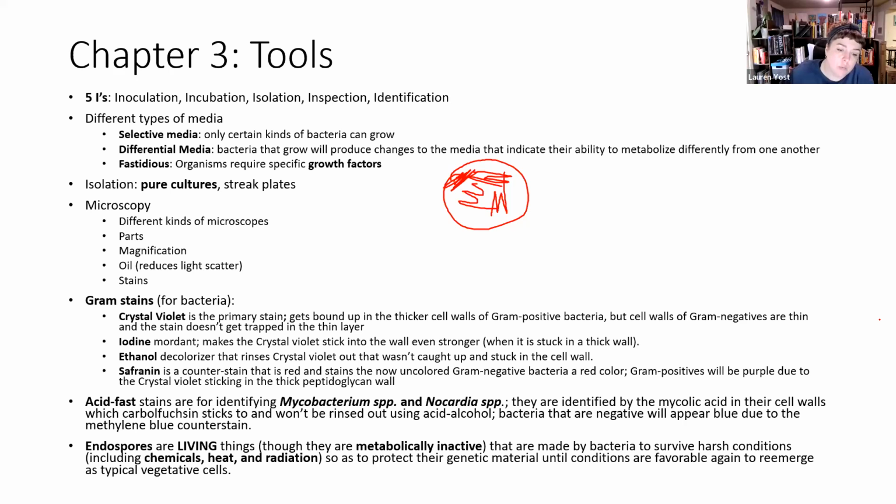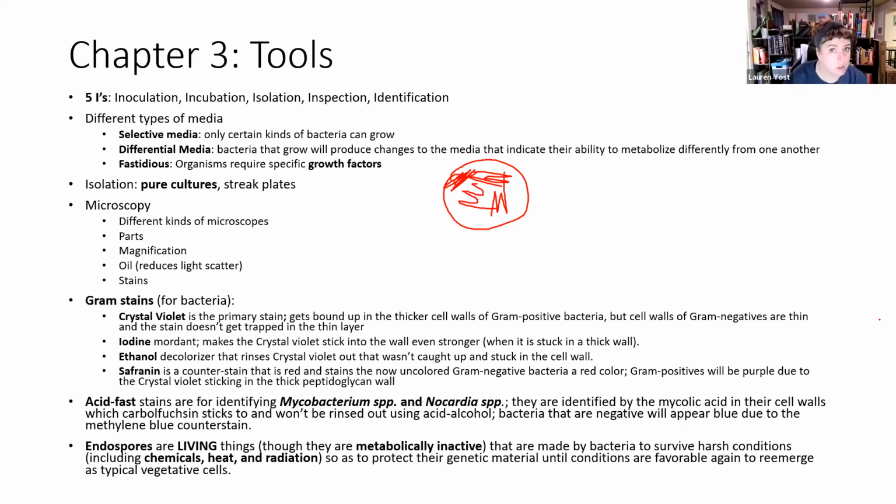With endospores, endospores are living things. They are metabolically inactive, and we'll talk more about them in the next chapter. They are made by bacteria to help them survive harsh conditions and protect their genetic material until things get favorable again. So we have another stain that can help us identify endospores. We're not going to get into the details here, but we will be doing that one in lab. So be aware that you can stain for endospores, and it will let you know if your bacteria is an endospore-producing bacteria.